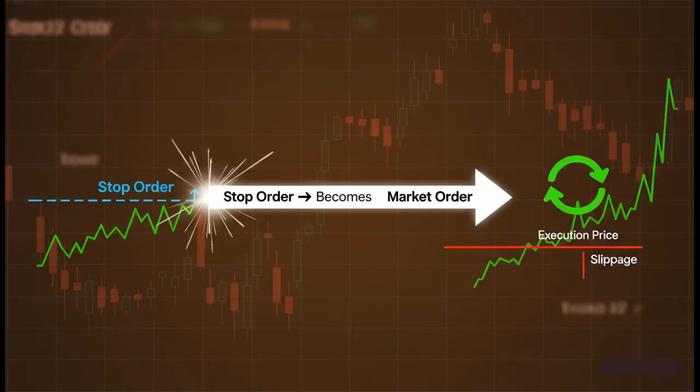Okay, I need you to lean in for this one because this right here, this slide, it could literally save you a fortune. Once your stop price gets triggered, the order does not execute at that exact price. No, it instantly becomes a market order. What does that mean? It means it will fill at the next available price. And yes, that means it is totally subject to slippage. Not knowing this is one of the most painful and expensive lessons in all of trading.